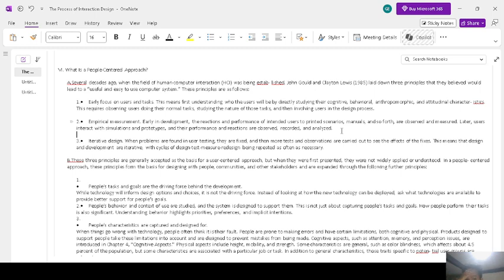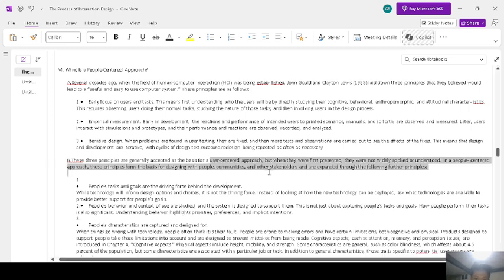Iterative design, when problems are found in user testing, they are fixed, and then more tests and observations are carried out to see the effects of the fixes. This means that design and development are iterative, with cycles of design, test, measure, redesign being repeated as often as necessary. These three principles are generally accepted as the basis for a user-centered approach, but when they were first presented, they were not widely applied or understood.